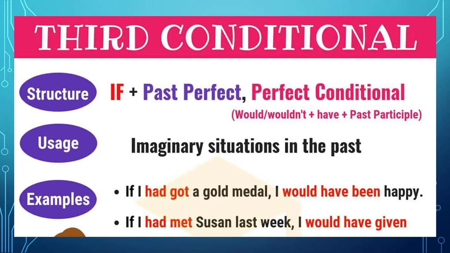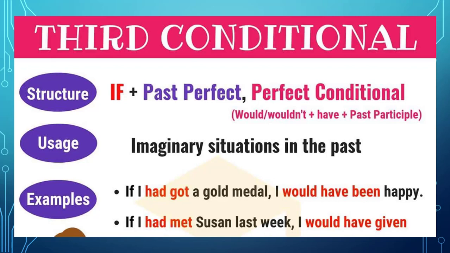Here in the third conditional, we use if plus past perfect, plus would or wouldn't have and past participle. Okay, and we use it for imaginary situations in the past, not in present or future like we use it in the second conditional. So we say, if I had got a gold medal, I would have been happy.